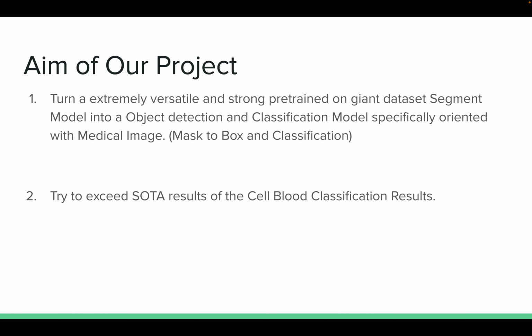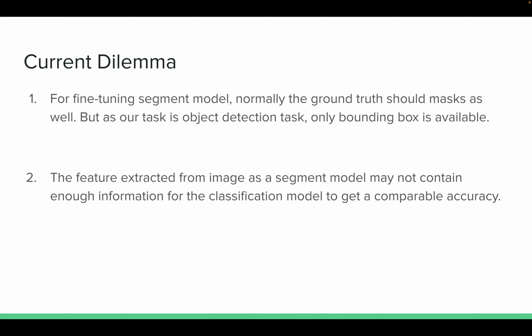The aim of our project is to turn this extremely versatile and strong pre-trained model into an object detection and classification model specialized for medical images. And we'll also try to reach the SOTA results of blood cell classification. Because the current Segment Anything Model is not oriented to medical images, it behaves really poorly on that sort of dataset. Besides, we normally use something like ResNet 50 or some large model trained on a huge dataset to extract features. But this time we use a segmentation model, and we want to use the features from it. So that's the second obstacle and challenge.